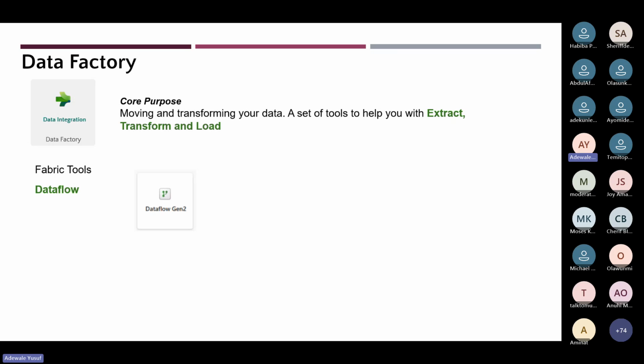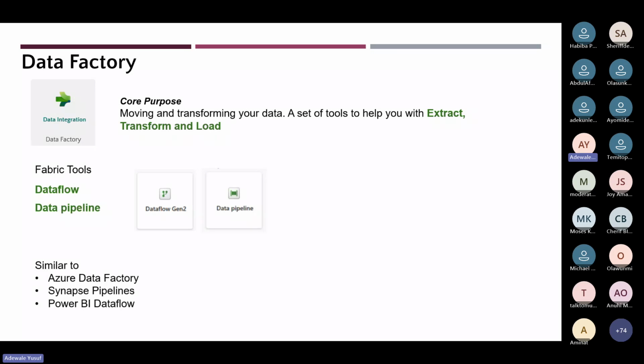Some tools in Fabric that allow you to do this are data flow and data pipeline. You can see we have Data Flow Gen 2 and we also have Data Pipeline. These tools allow you to do some data integration in Fabric. Now, Data Flow Gen 2 is something you're already familiar with. It's just your Power Query on the web. You don't need to learn anything new. It's the same Power Query that you already know, but now it's on the web. I'll show you a demo a little bit later.